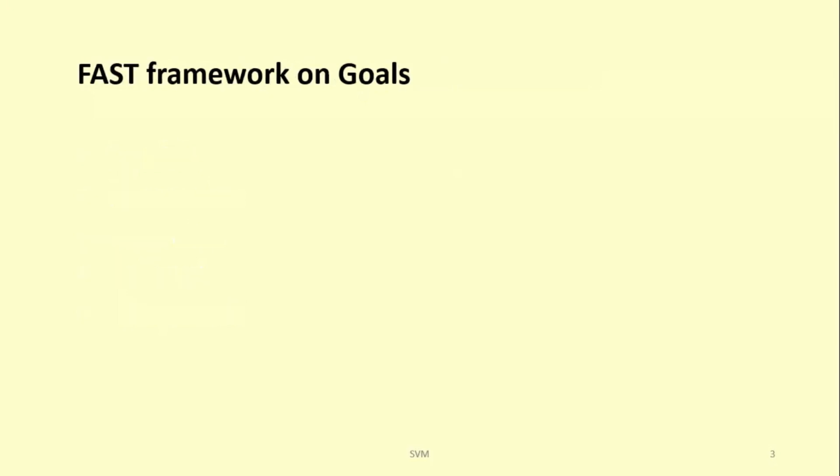So for all our goals, we need to have a FAST framework. Means F stands for frequently discussed, A stands for ambitious, S stands for specific, and T stands for transparent. So such a FAST framework we should have for our goals.